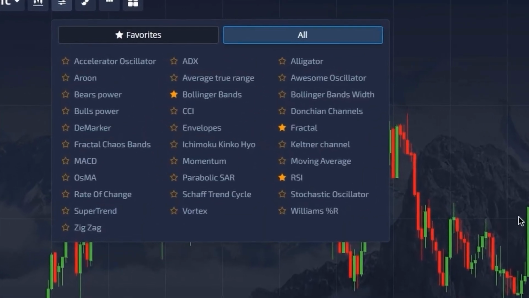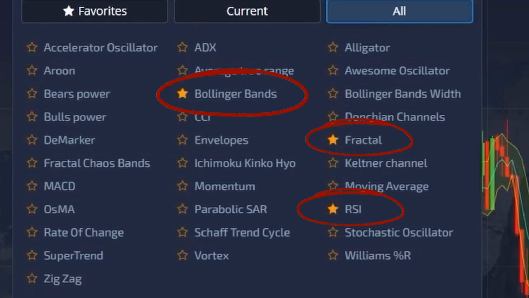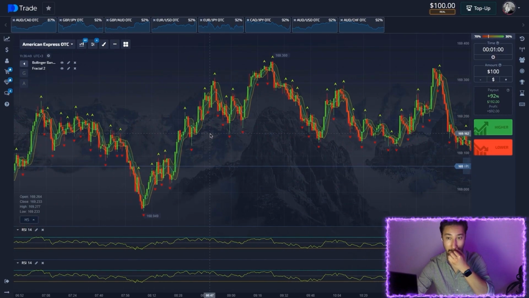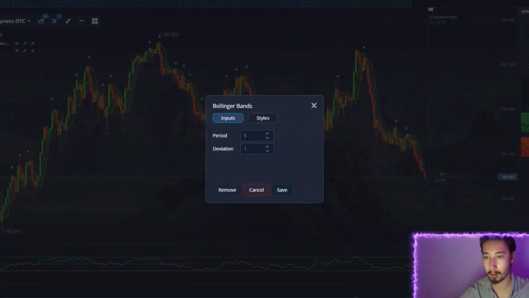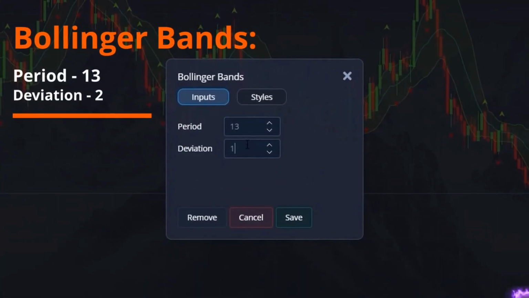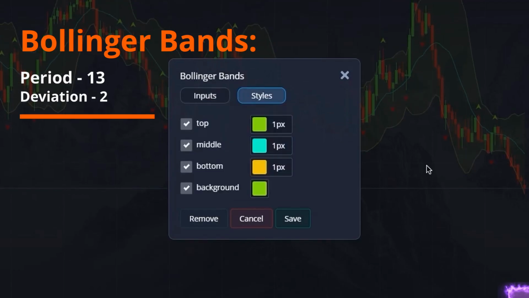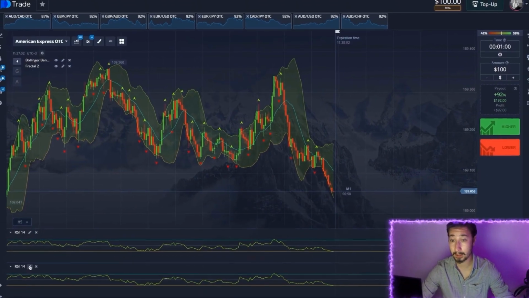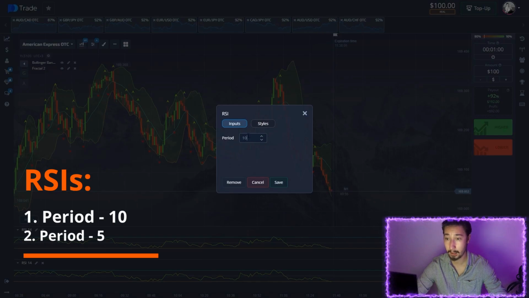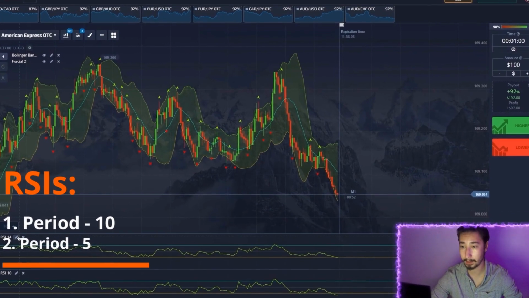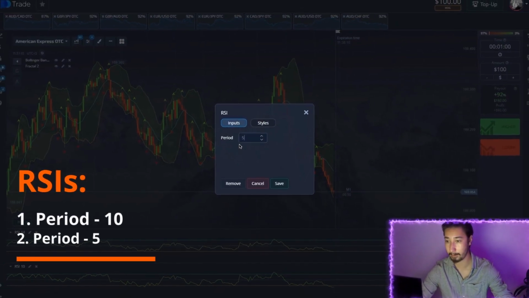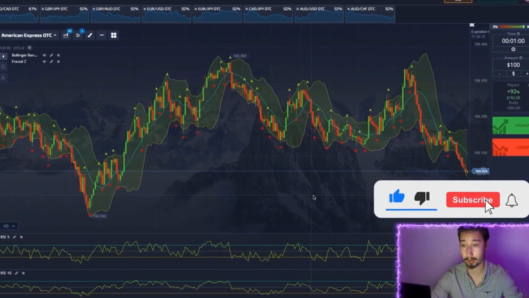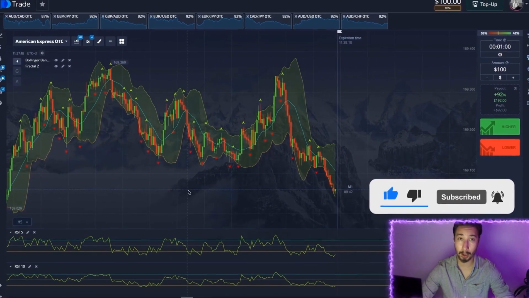Let's select indicators. Today it's going to be Bollinger Bands, fractal, and 2 RSI. Let's set up our indicators. Select Bollinger Bands, set the period to 13 and deviation to 2, and from the visualization we will probably leave everything as it is. I like it. All right, RSI, first RSI period 10. We will set up a second RSI with a period of 5. All right, click save, and these are the indicators we will analyze today when trading on the OTC market.